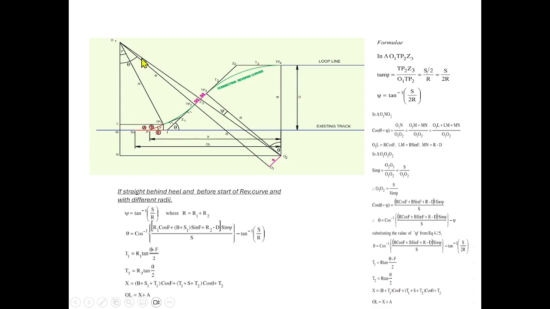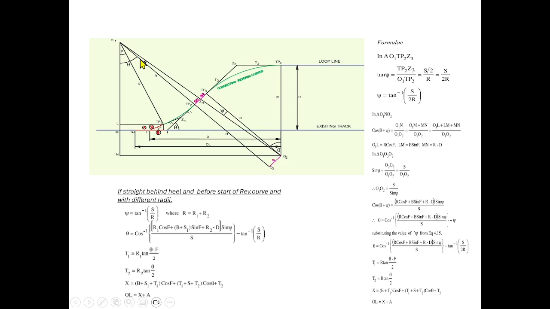Before that, first let us know what the psi angle is. So tan psi, let us take this triangle O1, TP2, and this Z3. From there we take tan psi equal to this one, S by 2, since it is only the center of the straight that it passes through. So it is S by 2 divided by R. So psi equals tan inverse of S by 2R. So we form one equation.